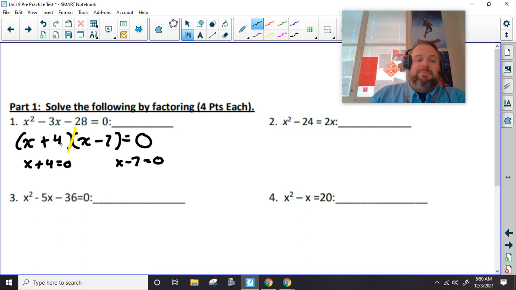Some people have remembered that the answer is going to be the opposite of what's in the parentheses. So -4, +7. That's it. You don't have to do braces. You don't have to do x equals. You just got to give me the numbers. And that's it for that one.